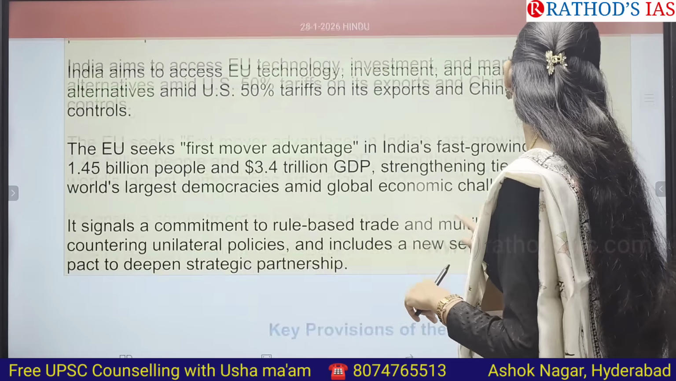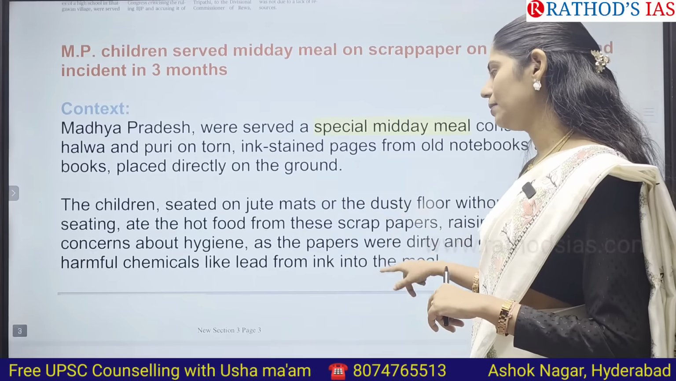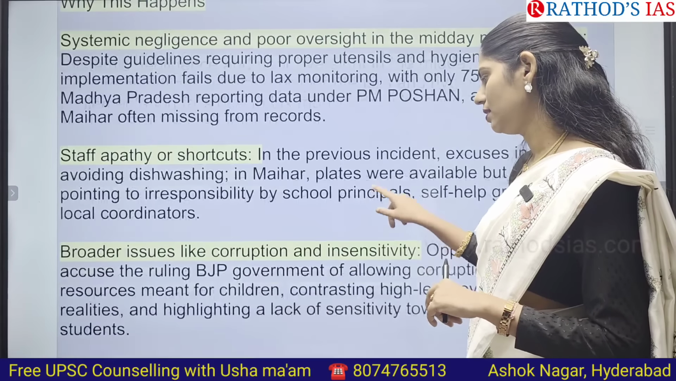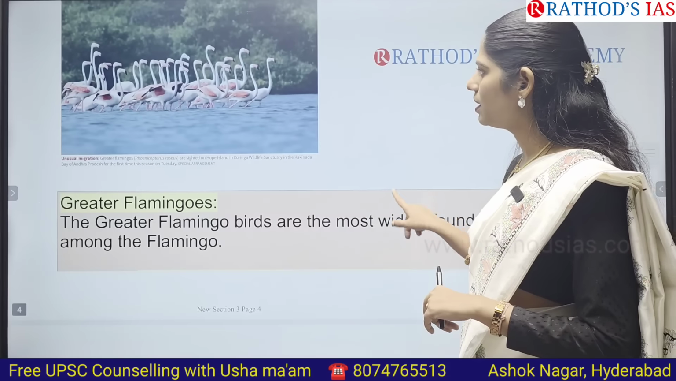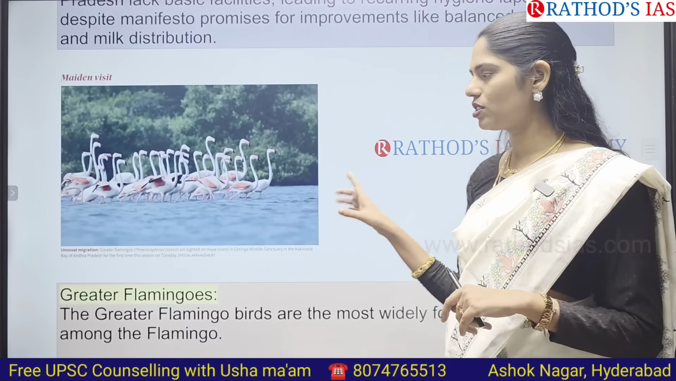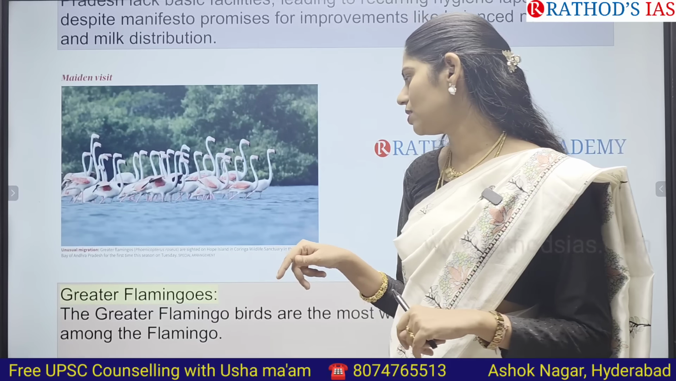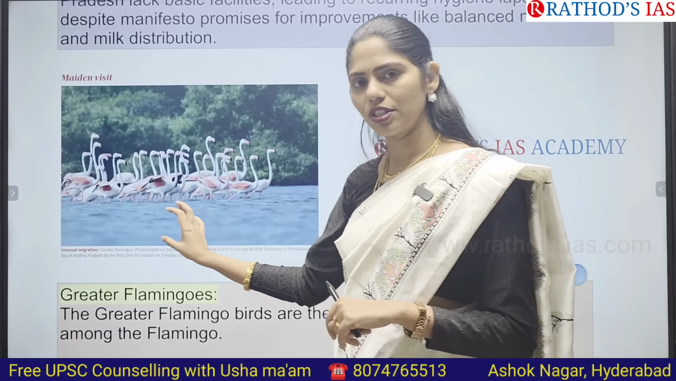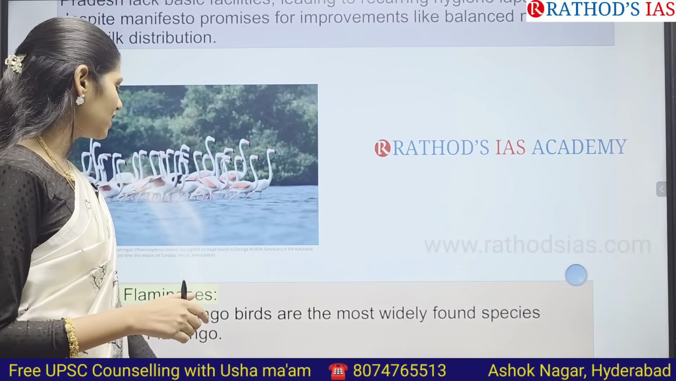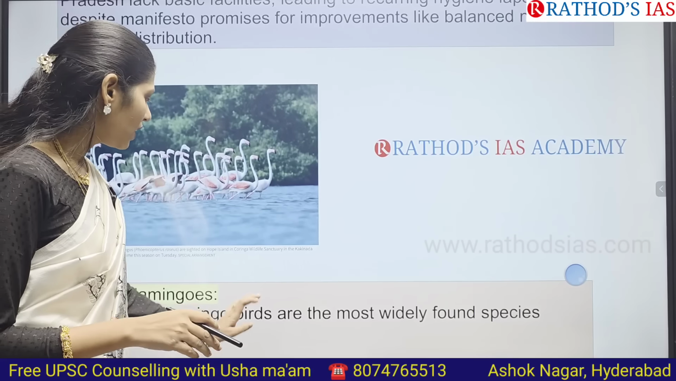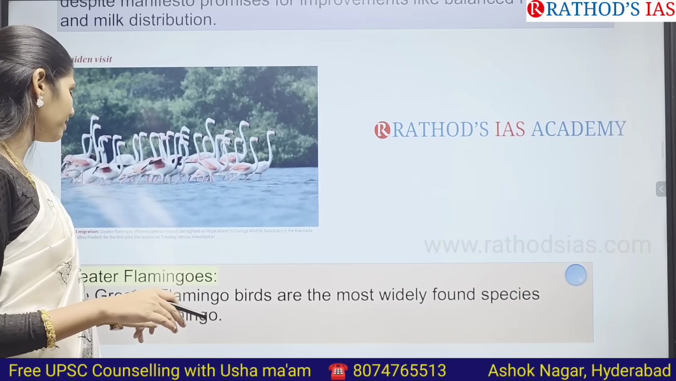So here this article is talking about one important image. I'll show you that image. Yeah, this is that image. You can see this image. So this image is showing a flock of birds. They are nothing but flamingos. So here, if you see what is written under this image is greater flamingos are sighted on Hope Island in Koringa Wildlife Sanctuary in Kakinada Bay of AP.